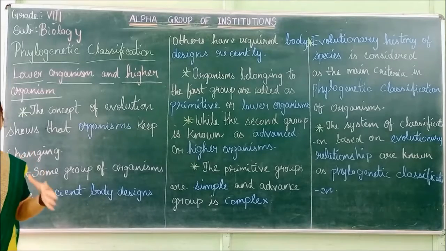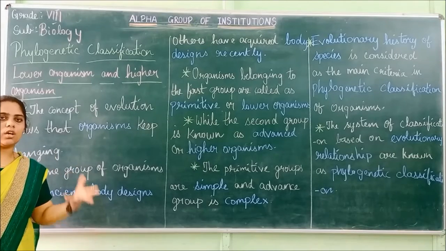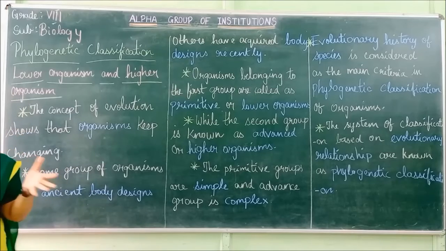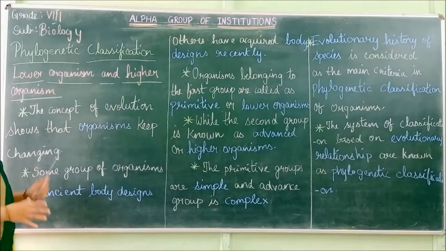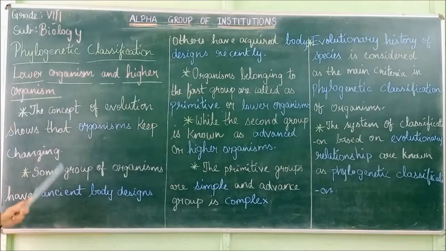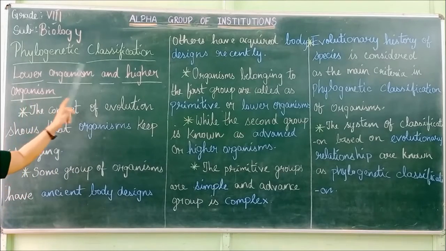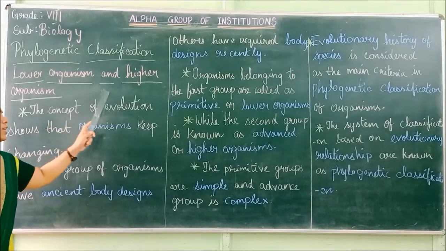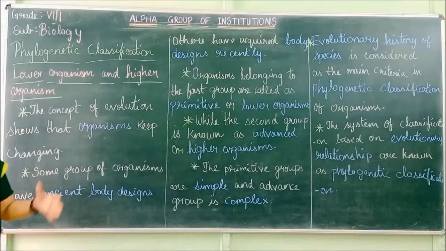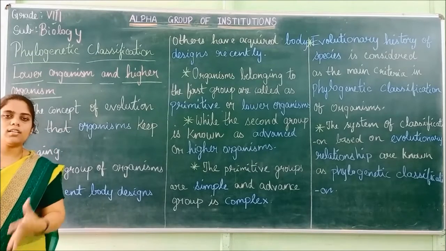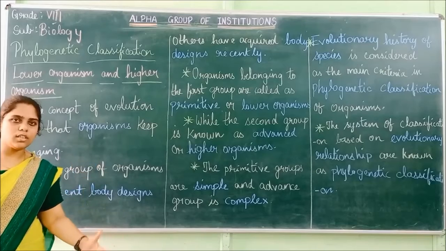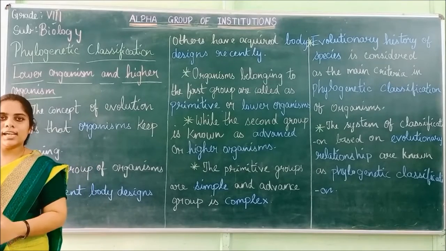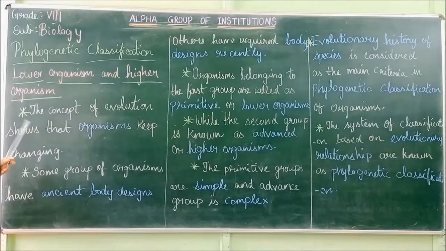So later on I will explain why some organisms are called lower organisms and why some are called higher organisms. But for phylogenetic classification, you should remember that all the classification is made based on lower organisms and higher organisms. All the organisms were taken together, and some organisms were considered lower organisms and some were considered higher organisms. The concept of evolution shows that organisms keep changing.